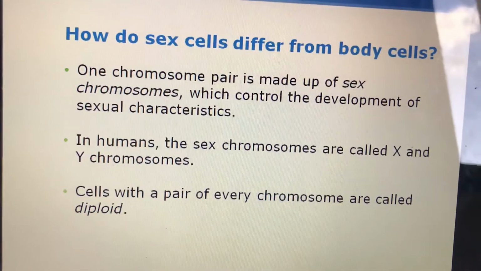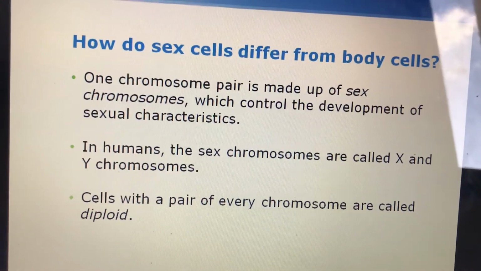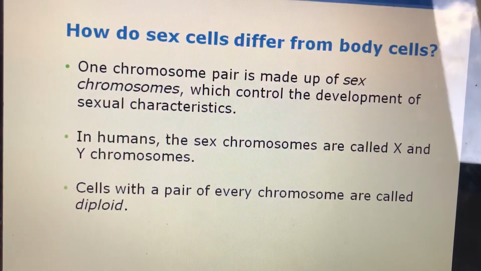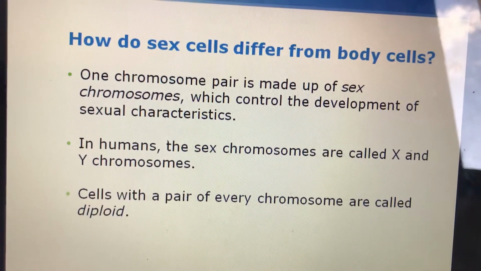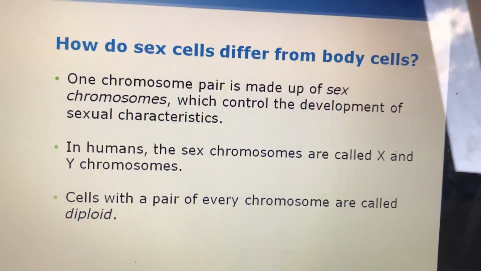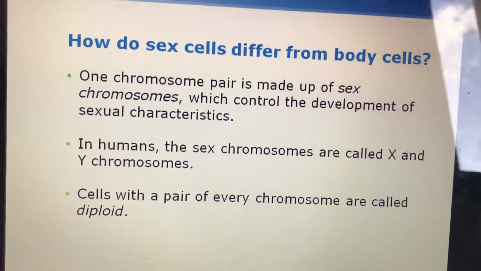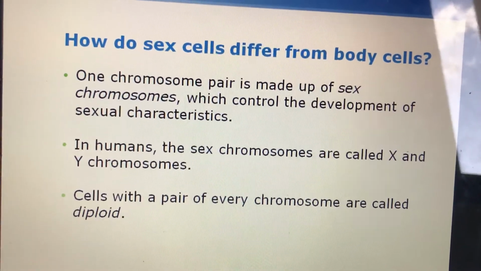One chromosome pair is made up of sex chromosomes, which control the development of sexual characteristics. So if you look at the chromosomes found in body cells, you're going to see that pair number 23, or the 23rd pair of homologous chromosomes, is called the sex chromosomes. These sex chromosomes determine the gender of a human being.